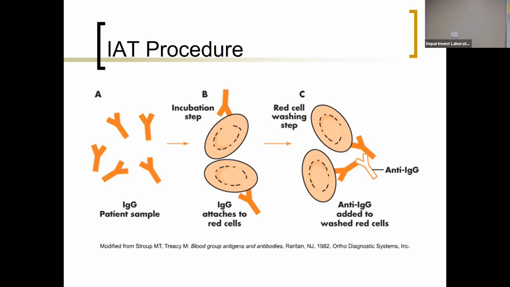Okay. Does everybody understand the difference between IAT and DAT? Yes? So DAT would be like in vivo, where IAT would be like in vitro? Exactly. So DAT, we're detecting the antibody that has attached to the red cells in vivo, okay? This is plasma. We're adding the antigen. We are making that antigen-antibody complex occur. Okay, this is in vitro.